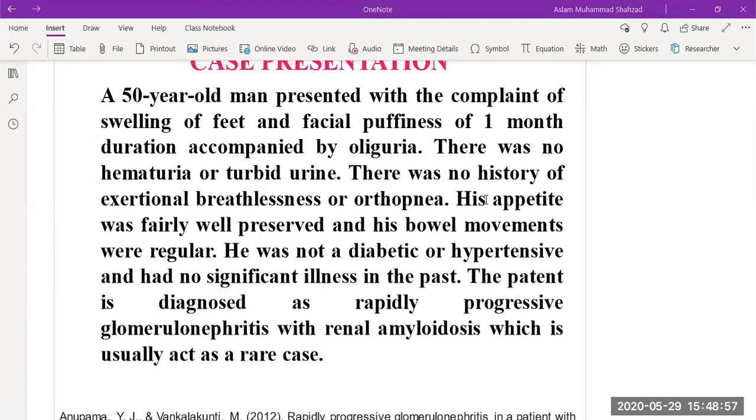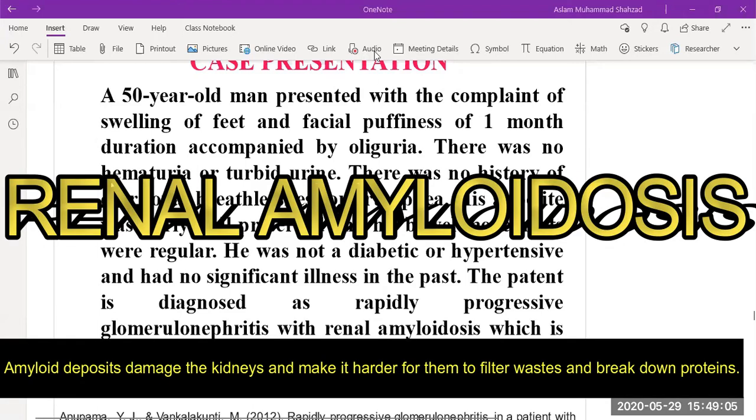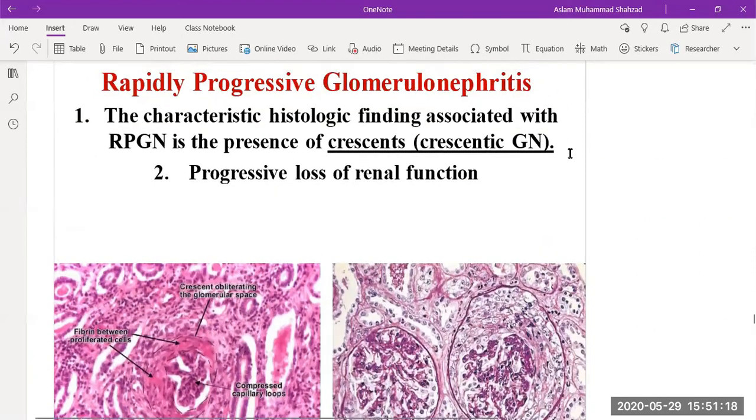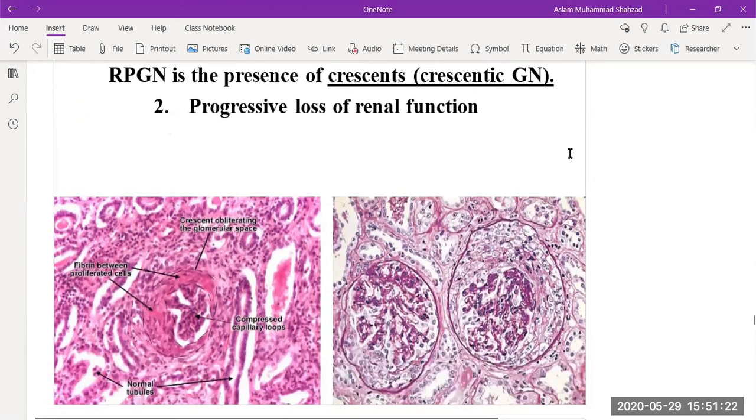The patient is diagnosed as rapidly progressive glomerulonephritis with renal amyloidosis, which is usually a rare case. So the characteristic histological finding associated with this disease is the presence of crescents. What is meant by crescent? Actually, the presence of a moon-like appearance. And I'm going to draw this moon.